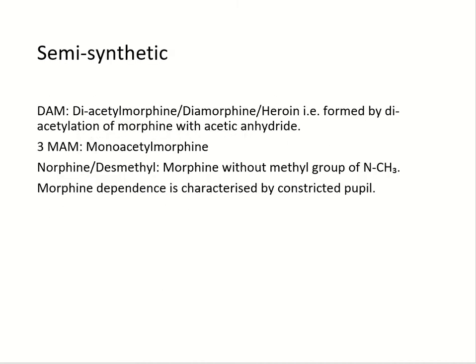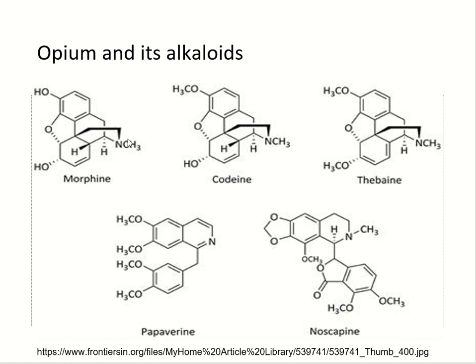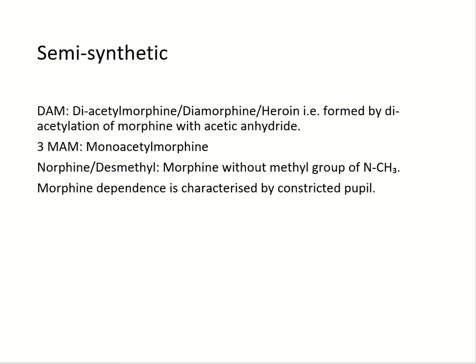Semi-synthetic derivatives of opium: DAM or diacetylmorphine, diamorphine or heroin, which is formed by the diacetylation of morphine with acetic anhydride or acetyl chloride. MAM is monoacetylmorphine. Norphine or desmethyl morphine is morphine without the methyl group of NCH3, this group. And morphine dependence is characterized by constricted pupil.